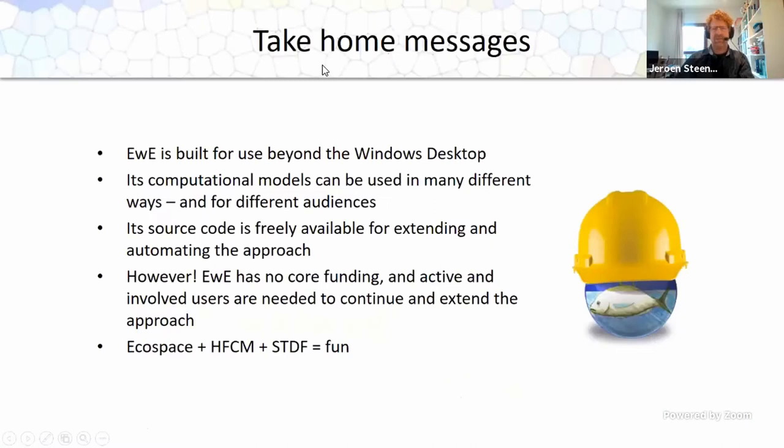So I'll start following Jason Link's example. I like that a lot. The take-home message is that Ecopath is built for use way beyond the Windows desktop. Most of you know Ecopath as a desktop software, but it can do much more. And you can use its computational models in many, many different ways for very different audiences as well. The source code is freely available, and you can extend it and automate Ecopath running. You can do a lot of interesting things with it.